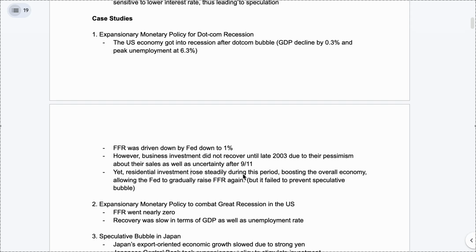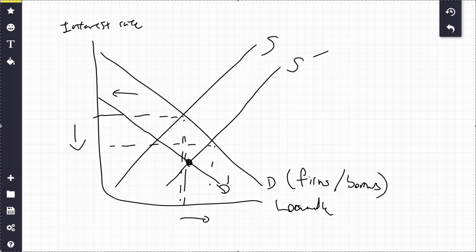Construction of houses still creates jobs, creates income, and is still production. So those people who receive those incomes will spend. It can lead to short-term economic growth like that. Okay, so investment was growing in terms of residential investment. Non-residential investment wasn't rising much. Okay, so this allowed the Fed to gradually raise the federal funds rate again.